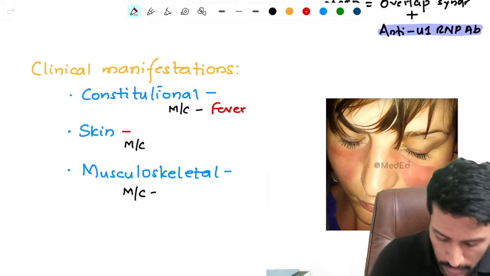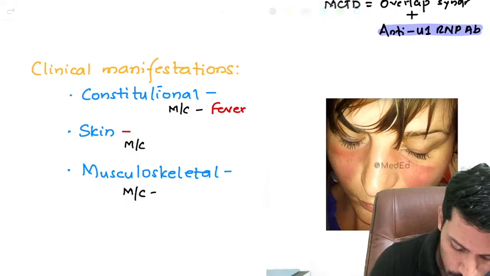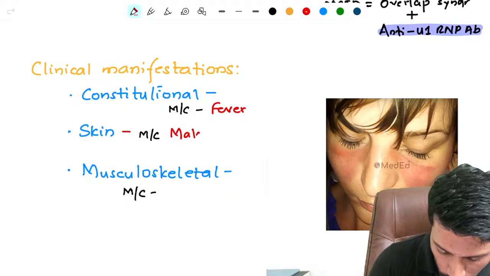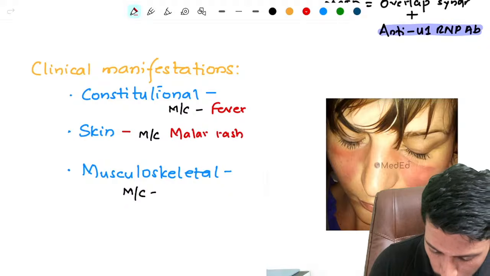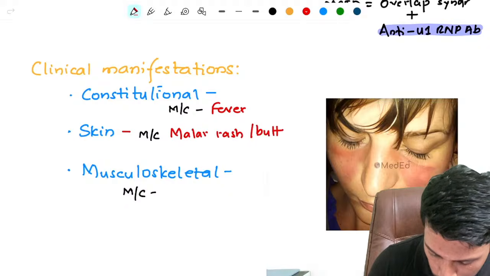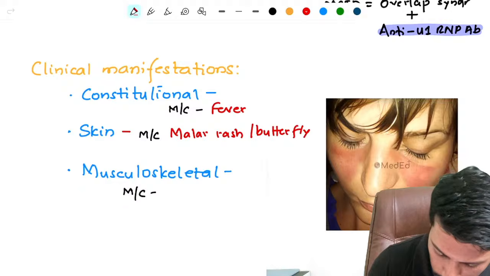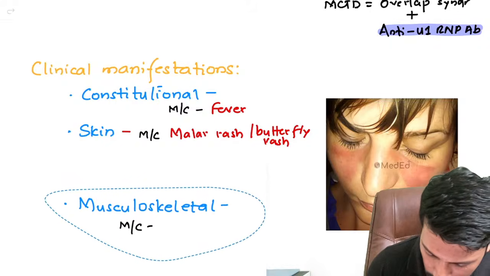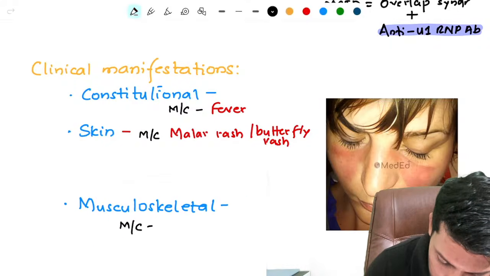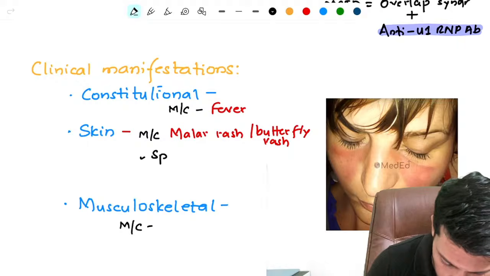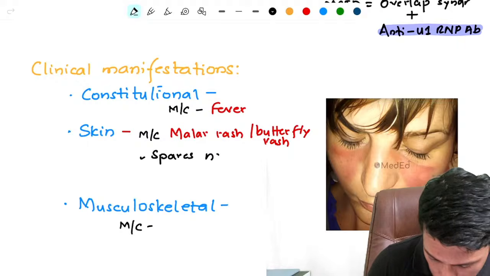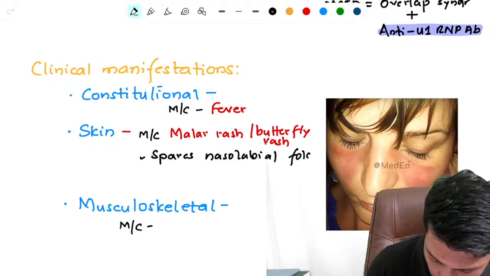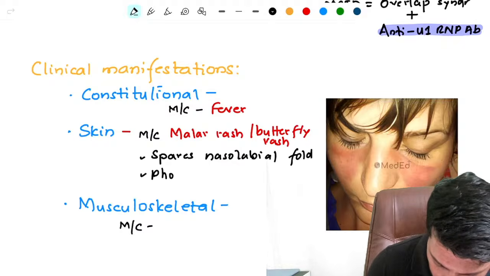When it comes to skin, the most common dermatological manifestation is what we all know, the malar rash, which is also called butterfly rash. A few points about this rash. We should know that this rash characteristically spares the nasolabial fold, and it is photosensitive.